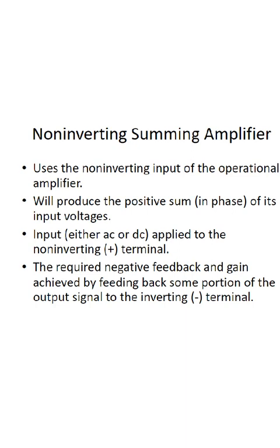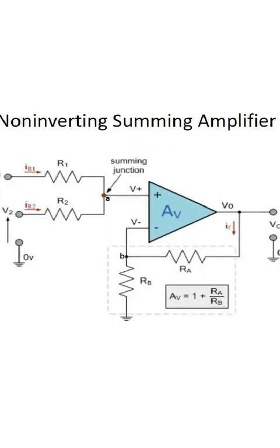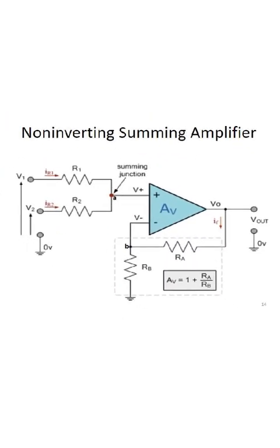Coming to the non-inverting summing amplifier. It uses the non-inverting input of an operational amplifier, which will produce the positive sum, in phase, of its input voltages. The input applied to the non-inverting terminal requires negative feedback, and the gain is achieved by feeding back some portion of the output to the inverting terminal. You can look at the diagram of the non-inverting summing amplifier here.